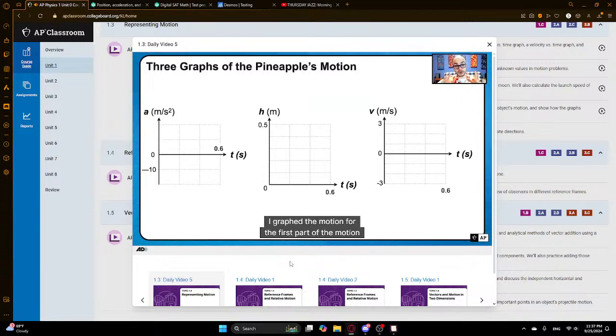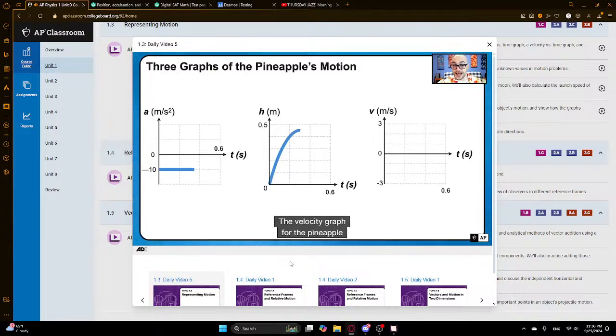I graphed the motion for the first part of the motion as the pineapple was rising, and then the second half of the motion as the pineapple was falling. Let's take a quick look. In the beginning, the acceleration is negative 10 meters per second every second. There's the height of the pineapple as a function of time, and you can see it initially is rising up from zero to a maximum height of almost 50 centimeters.